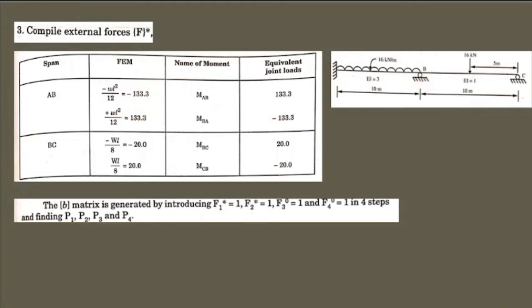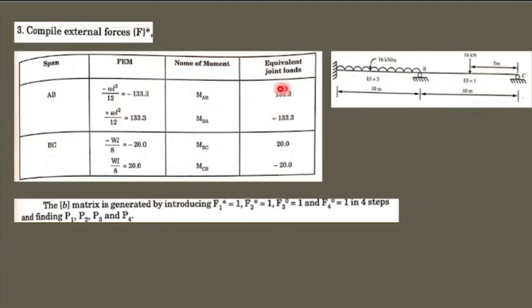And for span B to C, you have a point load of 16 at center. The span is 10 meter, WL by 8. W is 16, L is 10 divided by 8. So you will be getting minus 20 and plus 20. So this is moment at AB, BA, BC, CB.